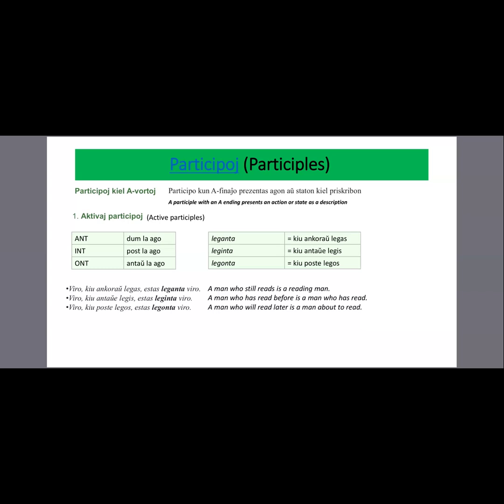If your verb to be is in past, you should use the active participle in past. Example: yesterday I saw a cow. What can I say? I can say, hieraŭ mi estis vidinta bovon, bovo. Yesterday, I saw a cow, vidinta. It was something in the past, that is to say I use int. Here int has the meaning of past. But if something is in future, future is ont.